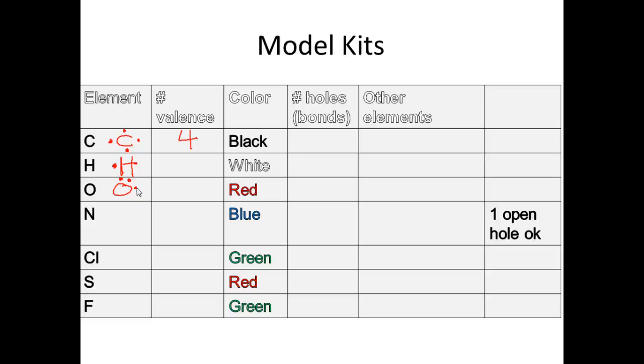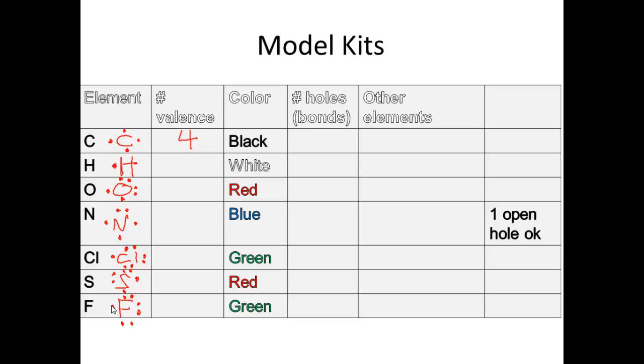1, 2, 3, 4, 5, 6. Nitrogen has 1, 2, 3, 4, 5. Cl has 7. Sulfur's the same as oxygen, because anytime you have something in the same family in the periodic table, it'll look the same. They're more like brothers, because sometimes they act alike, but not always.